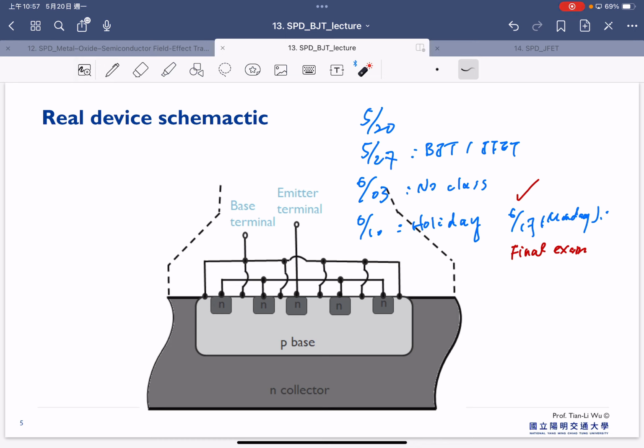Okay, so in the previous slide, we talked about the basic schematic for the BJT, but this is a real device schematic. In the real device schematic, the base is designed with the NPN here, and then we still have to find a way to connect the base. So you will have this design that allows us to connect to the base side. And this will be the emitter, so each part will be one NPN BJT.